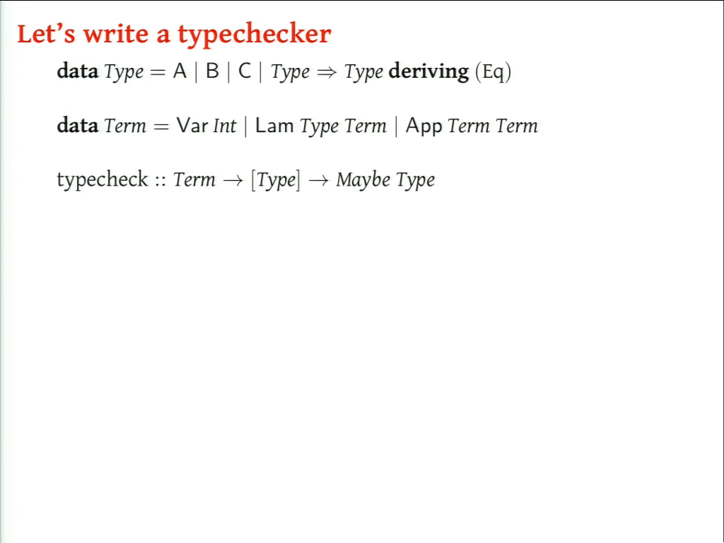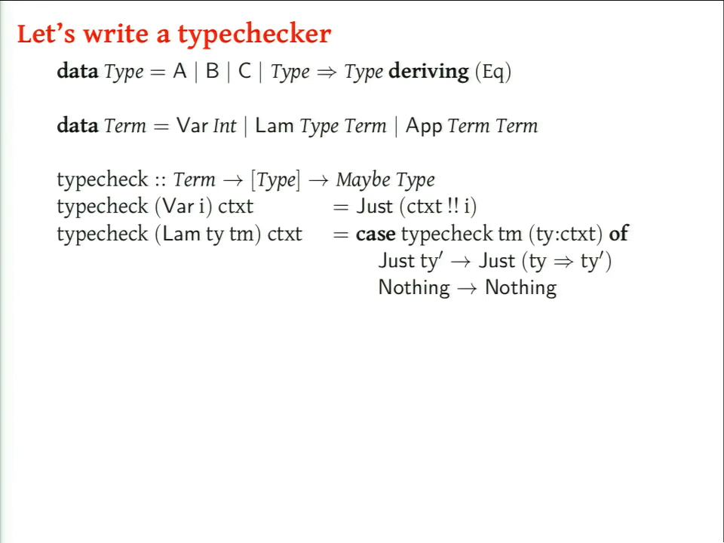So a type checker just takes a term and the list of types representing the context, using De Bruijn indices to represent variables. And it either gives you back nothing, meaning type checking failed, or it gives you back the type of the term in that context. So this is fairly straightforward. We have variables, we just look them up in the context. This double bang notation is Haskell's thing for looking up in a list by index.